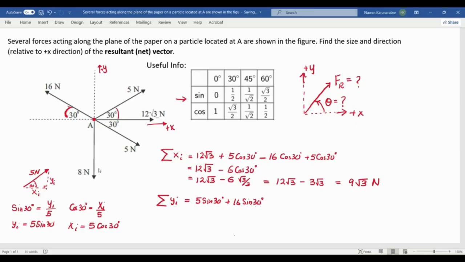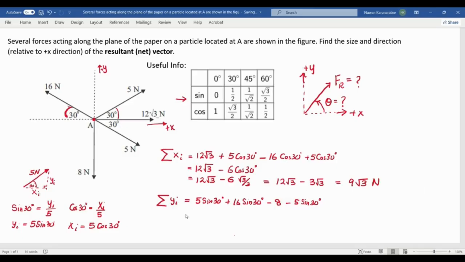And then 8 newtons, that is directly along the negative y direction. There's no x component, so I'll have to use that 8 newtons, but it's in the negative direction. So that's why I'm putting a negative sign, because I consider up as the positive direction. So then down is going to be negative direction. And then coming to the 5 newtons in the fourth quadrant, that's going to have, again, a negative y component. So negative y component, that's why I put a negative sign. The component would be 5 sine 30 degrees.